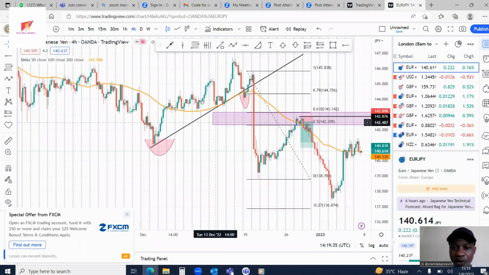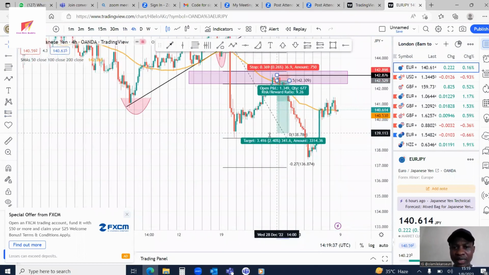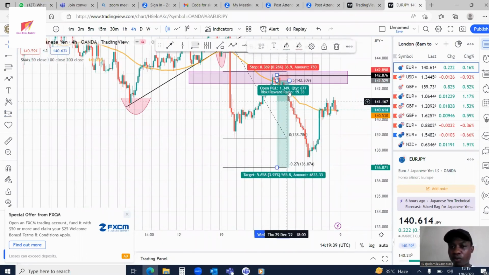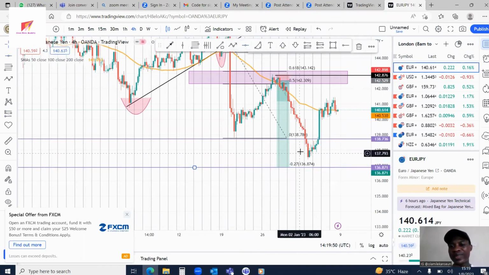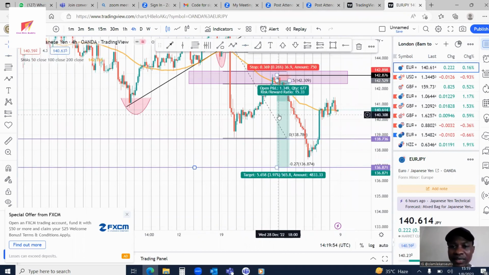I went back to my four hour higher time frame, set my stop loss. My stop loss is already there. My first take profit is this 0 point zone, and my second take profit is this, right? So that is how I use my Fibonacci retracement. If you can see this very well, this is a risk reward ratio of 15. So that is how I use my Fibonacci retracement.